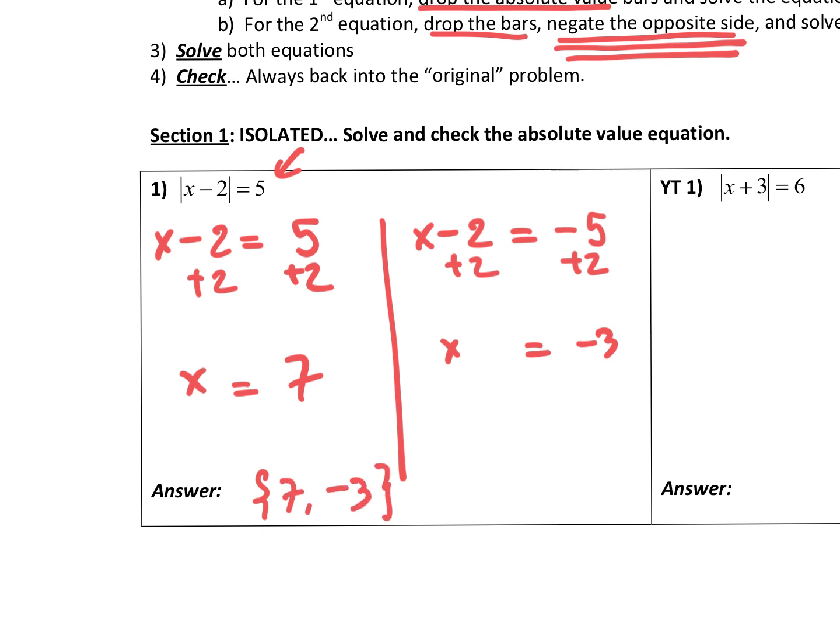And this is how you check your answer. 7 minus 2 is 5? So this is correct. So -3 minus 2, right? Which is -5. Agree? So the absolute value of -5 is also known as 5.